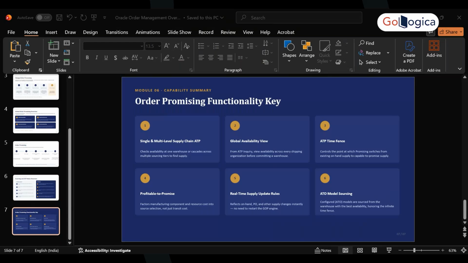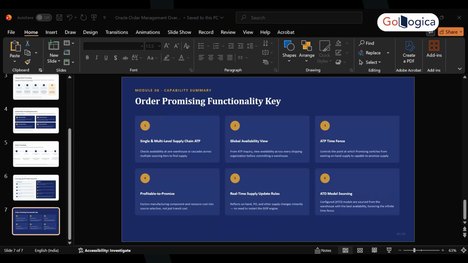Whenever the supply information changes, Oracle immediately updates the availability calculations. As a result, each and every new sales order uses the most current inventory and supply information available in the system. And this real-time synchronization significantly improves the accuracy of the delivery promises and reduces the risk of inventory overcommitment.